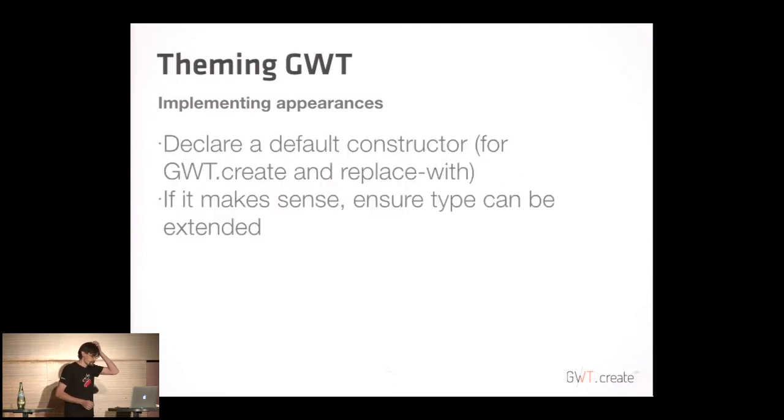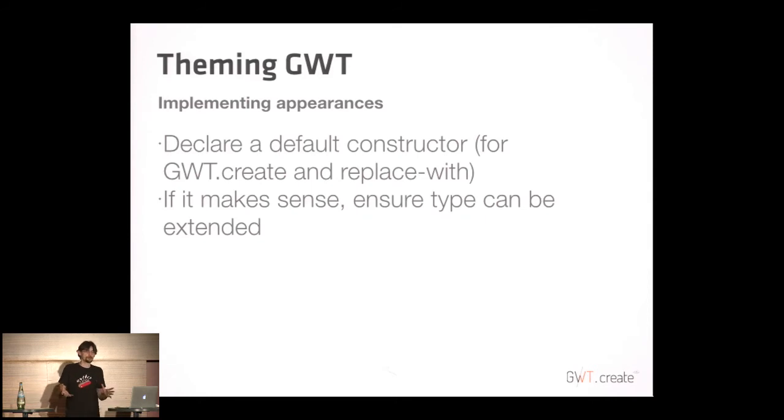So when we implement an appearance, we declare a default constructor. When you use replace with or GWT.create to say build me something, it's going to look around, find the type, and try to call the default constructor. If it can't call that, you're going to get an exception. You won't even be able to compile. So you have to have a default constructor. That way, replace with can return your type and create the new appearance object. And if it makes sense for your case, is someone likely to extend your appearance and change it slightly? Then you should make sure the type can be extended. Have a second constructor, which takes a client bundle or some CSS resource that they can extend and change.